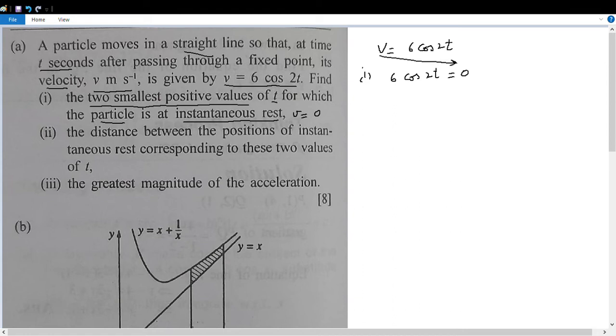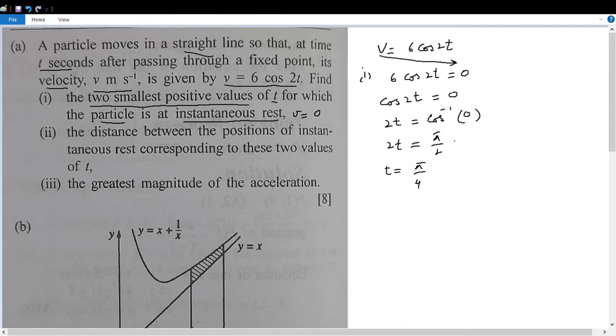Now when 6 moves to the other side, it turns to 0 and we get cos 2t is equal to 0, and 2t is equal to cos inverse 0. Cos is 0 at pi over 2, so 2t is equal to pi over 2, and this will be t equals pi over 4. We are supposed to find two smallest positive values of t.